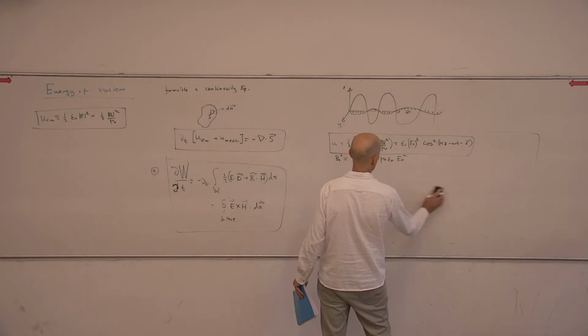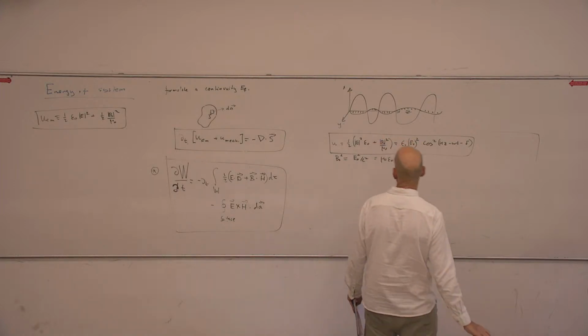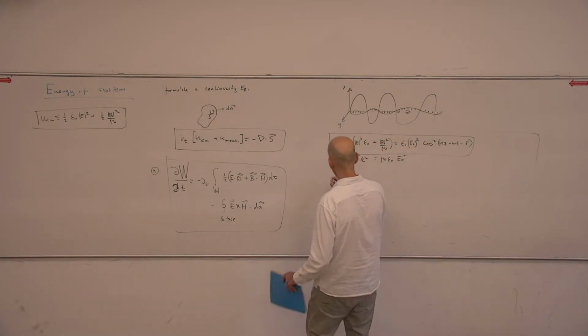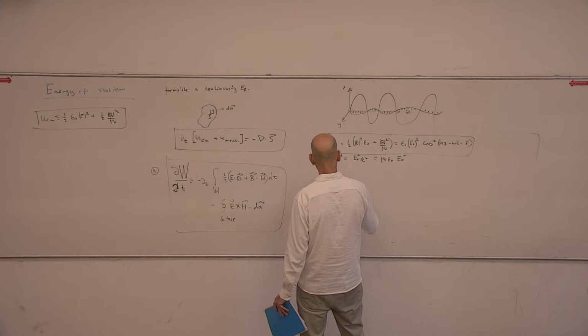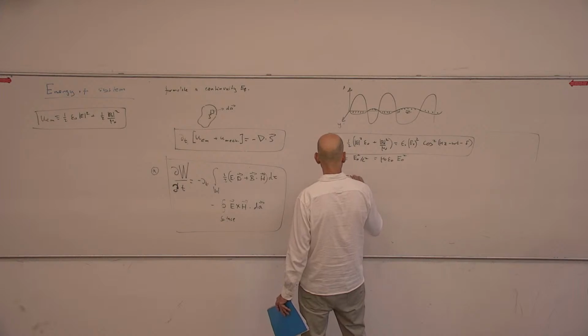It's also simple, because we calculated already that S is 1 over mu 0 E cross B.